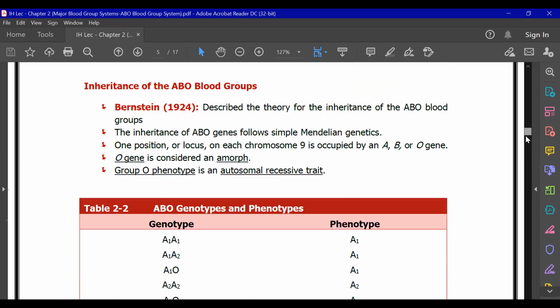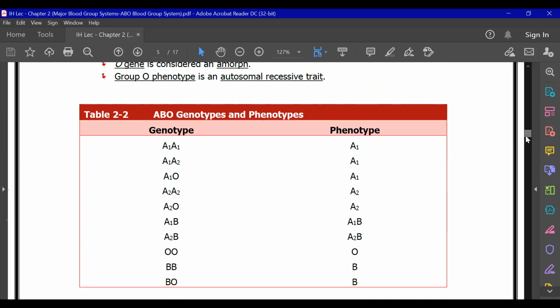Okay, so in this table, we have here examples of your ABO genotypes and your phenotypes. In here, we have an AA, specifically A1, A1. This is a homozygous A. So the phenotype, the observable trait of the individual, would be a blood type A, specifically blood type A1. Okay. We also have here A1, A2. So the phenotype would be an A1. And A1O, we have here a heterozygous A, combination of your A and your O gene.